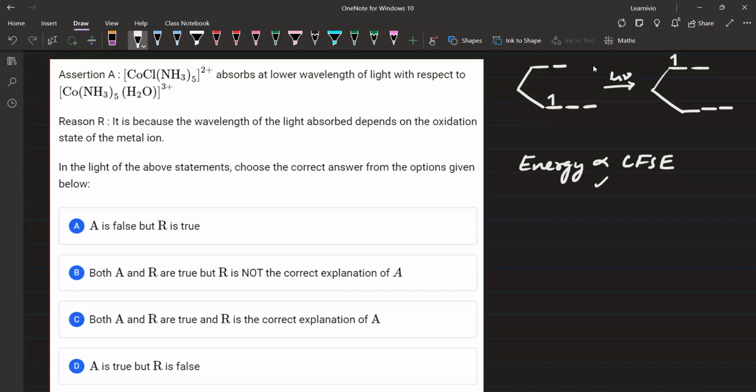It will also be, I can say that the frequency will also be proportional to CFSE, because energy and frequency are directly proportional. And if I talk about lambda, the wavelength will be inversely proportional to CFSE. Because energy and lambda are inversely proportional, the wavelength will be higher if CFSE is low, and if the CFSE is high, the wavelength will be lower. And we know that CFSE depends on the strong field and weak field ligand.